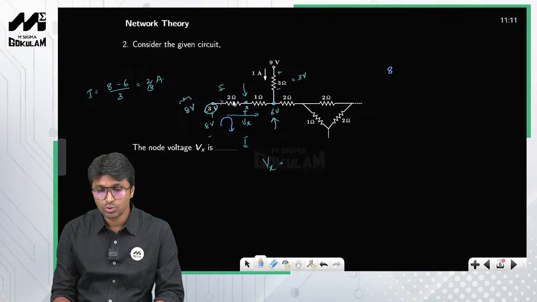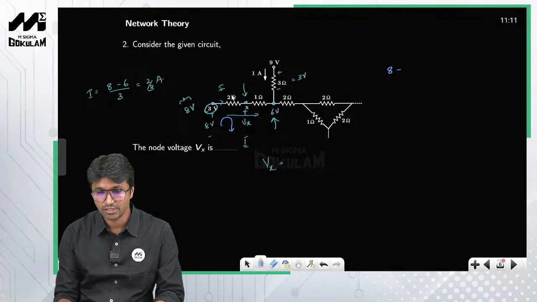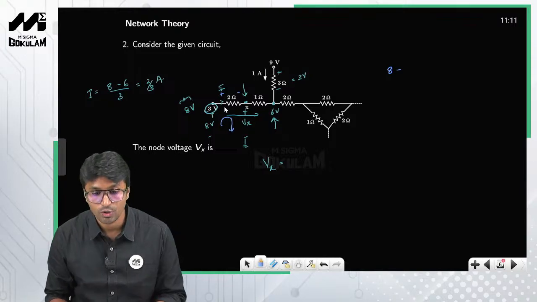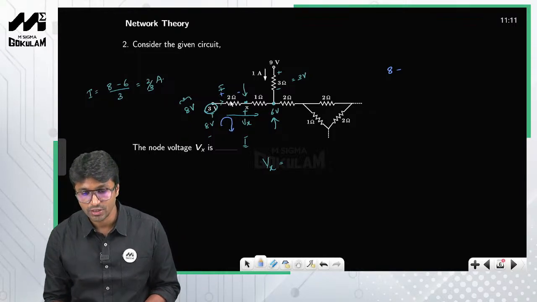The current through the 2 ohm resistor is nothing but 2 by 3. So what will be the drop? So minus, current is flowing in this direction, so plus minus, right? Current always flows from higher potential to lower potential. So 2 by 3 amperes flowing through the 2 ohm resistor gives you a drop of 2 by 3 into 2, right? So 2 by 3 into 2, minus, so you are applying KVL in this particular loop, so therefore minus Vx is equal to 0, right?